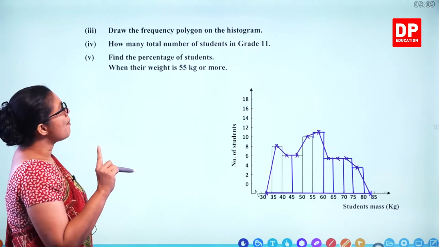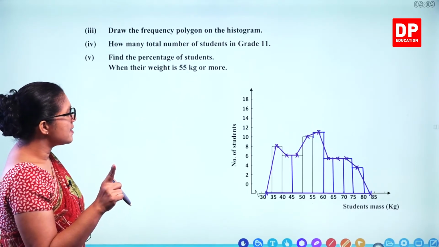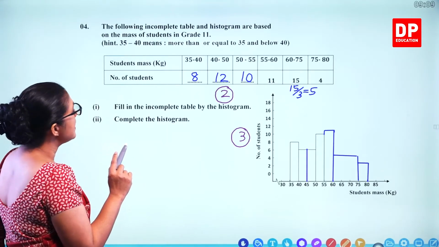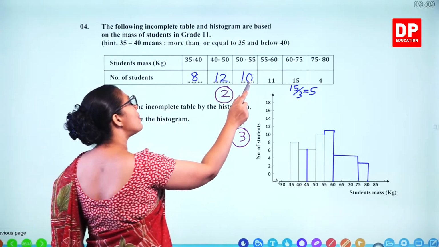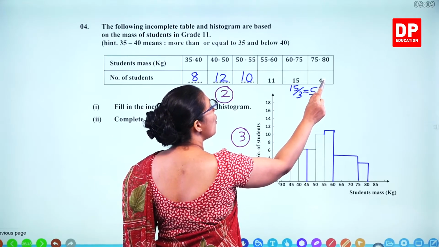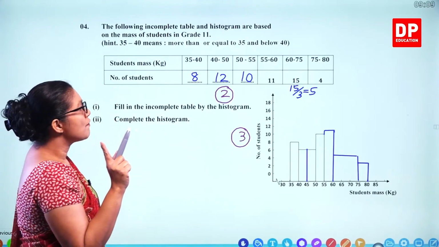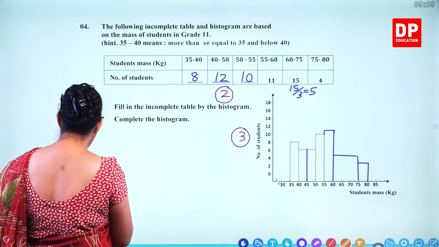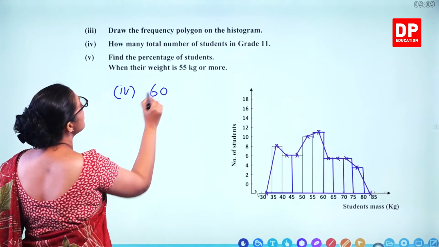How many total students are there in grade 11? So we have to add all these numbers. It's easy to add from the table. So we'll add it here and put the number. 8 plus 12, 20. 20 plus 10, 30. 30 plus 11, 41. 41 plus 4, 45. 45 plus 15, that's 60. So altogether, there are 60 students.